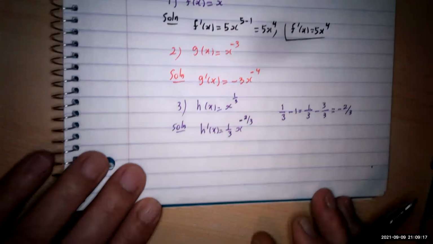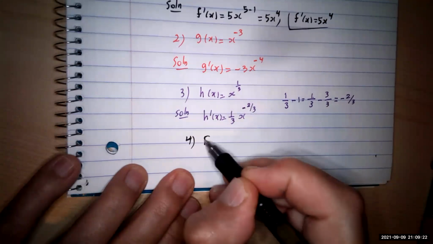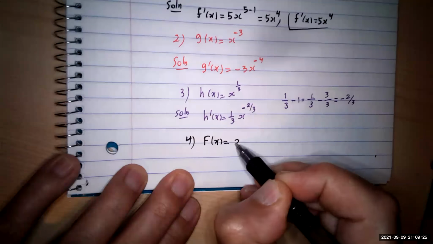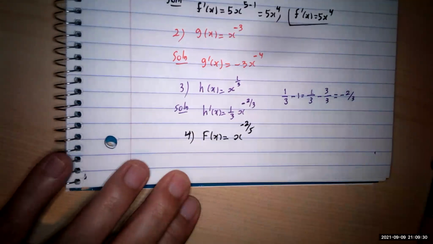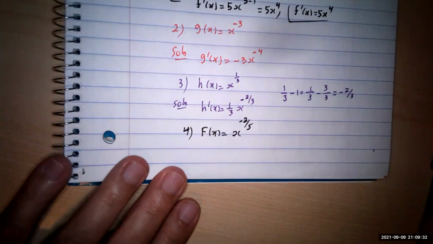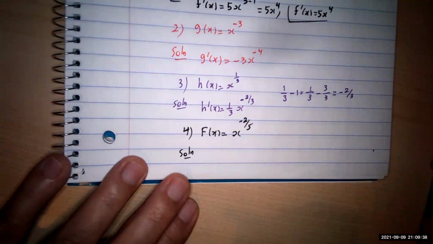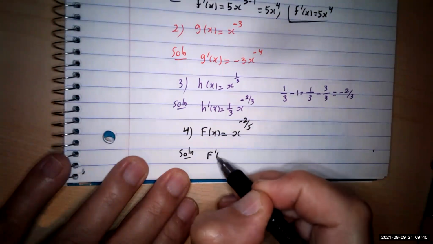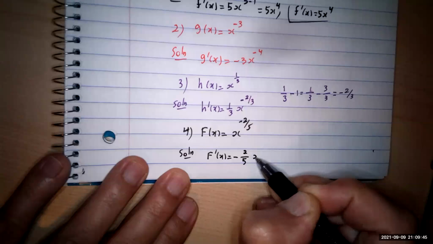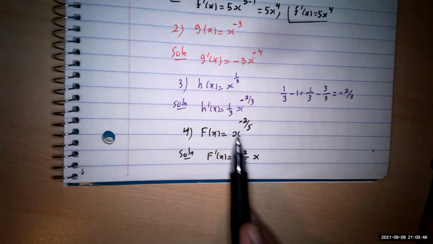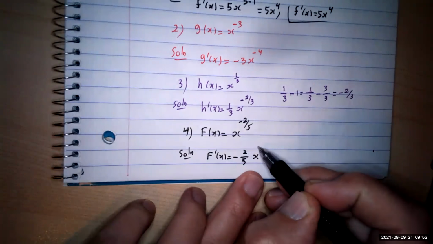So a fraction, what else? How about the negative fraction? f of x equals x to the negative 2/5. Okay, solution. f prime of x equals negative 2/5 x to the, you see, negative 2/5 minus 1 is like negative 2 minus 5, that gives you negative 7/5. Negative 7/5.